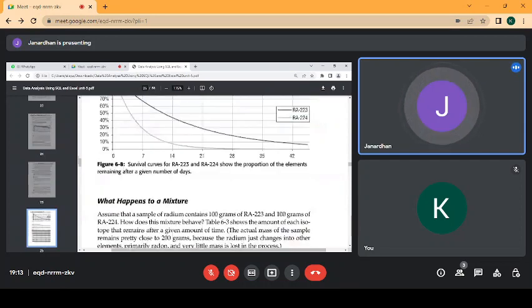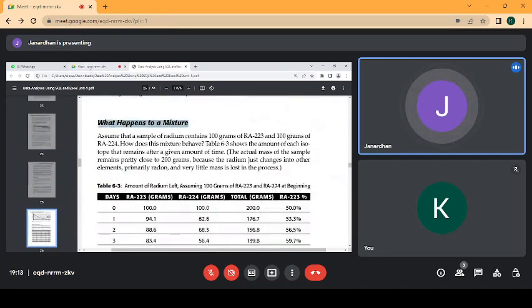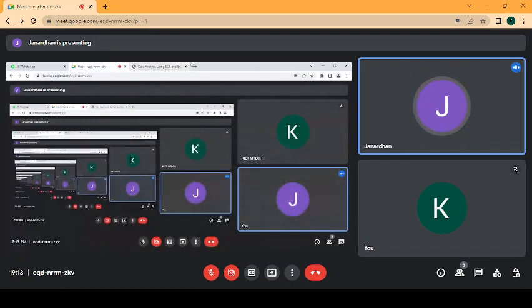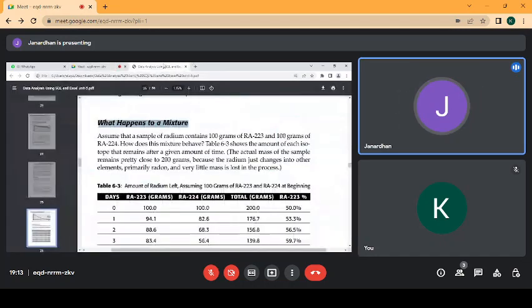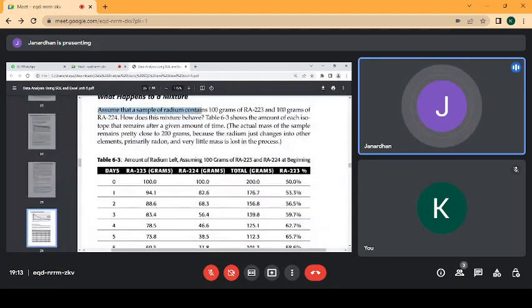What happens to a mixture? Assume that a sample of radium contains 100 grams of Ra-223 and 100 grams of Ra-224. How does this mixture behave?